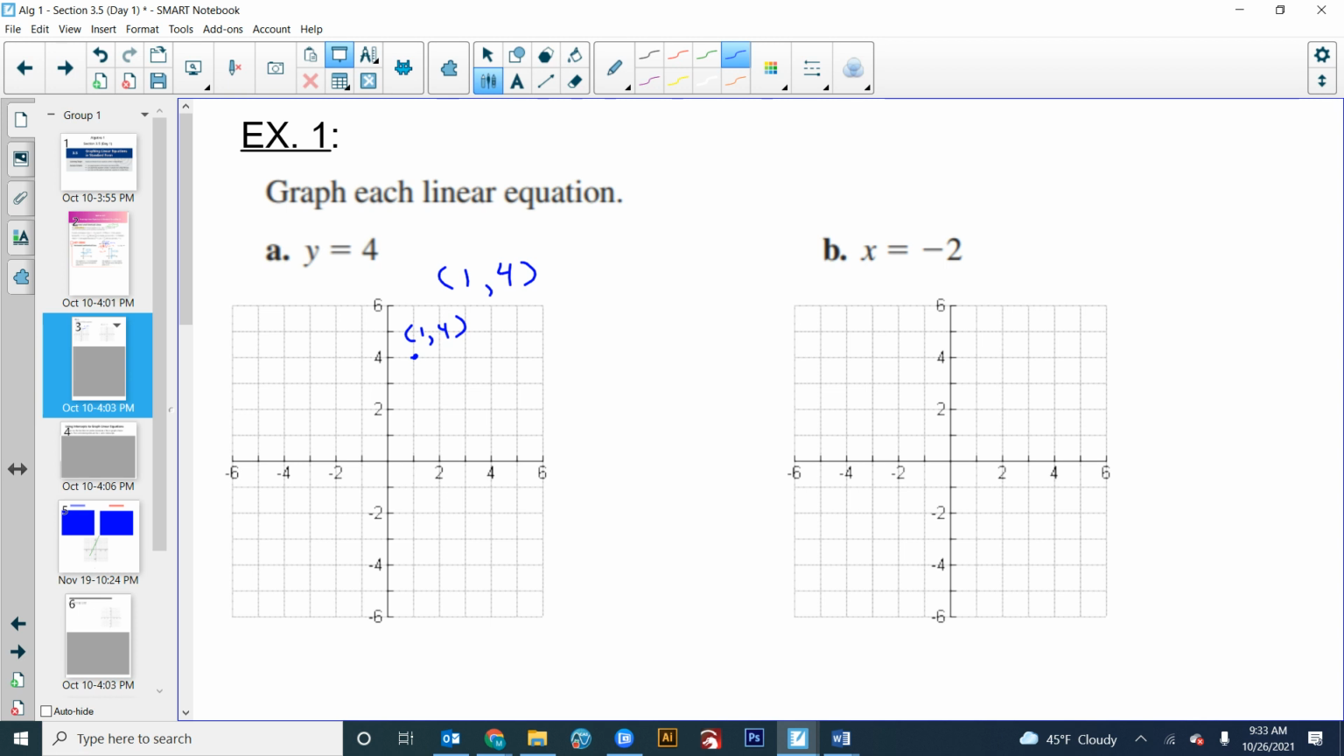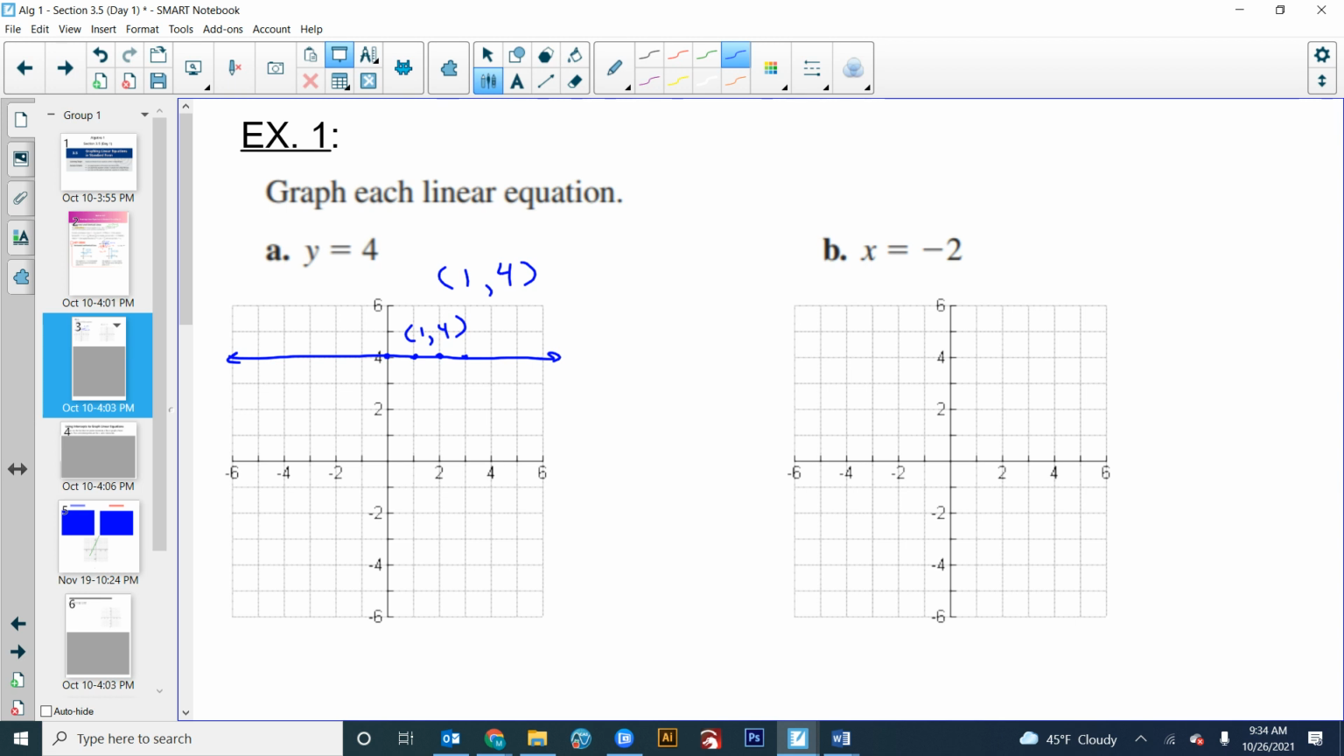Vince, give me another point on that line. (2, 4). Logan. (0, 4). Dorian, give me another one. (3, 4). All of these points and everything in between. Is (1.2, 4) on that line? Yes. Is (1.0173, 4) on that line? Yes.